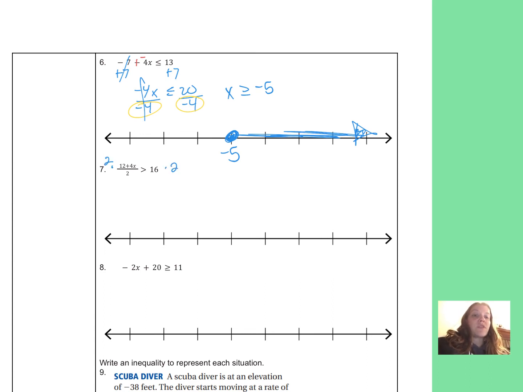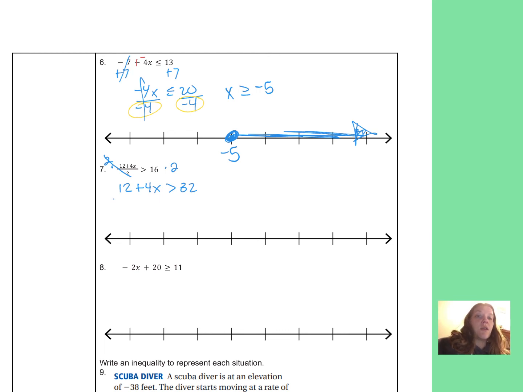And when I do inverse operations, they're going to cancel out because it's going to turn into 1. So it's going to cancel out. So that leaves me just with the 12 plus 4x. The 2's are gone. Is greater than, 16 times 2 will be 32. Now it looks more normal. I can continue solving this.